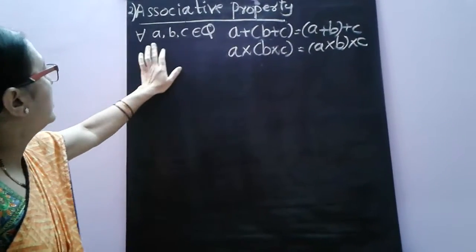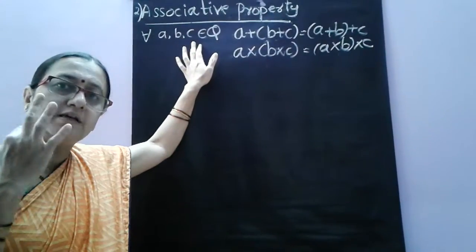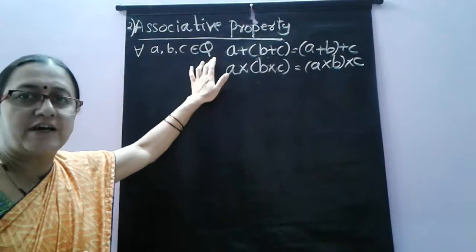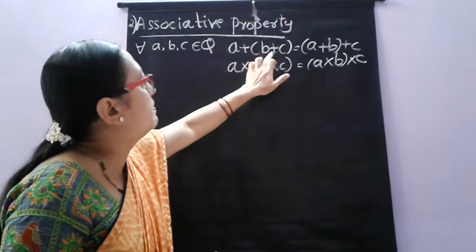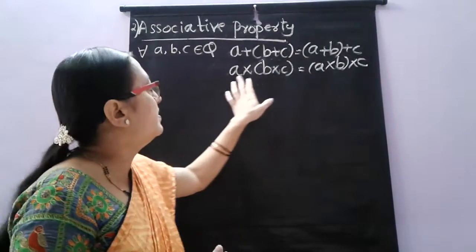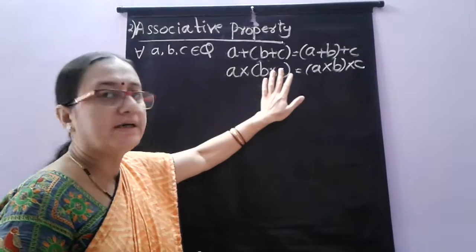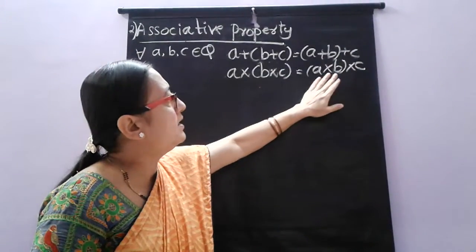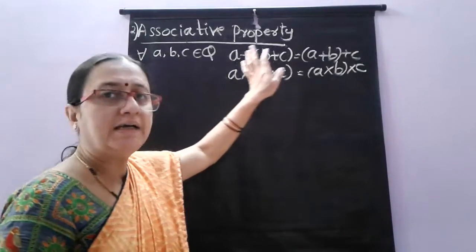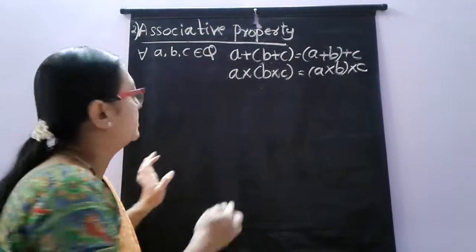Again, for all A, B, C. Here we are taking 3 rational numbers. For all A, B, C belonging to set of rational numbers, (A plus B) plus C equal to A plus (B plus C). Similarly, (A into B) into C equal to A into (B into C). So, let us check LHS and RHS with examples here.